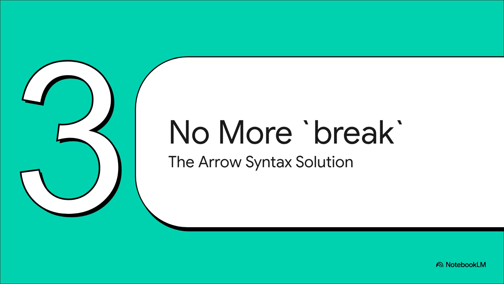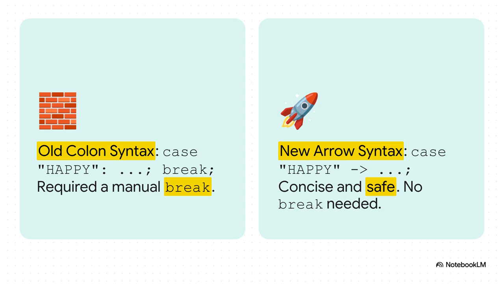It's time to say goodbye to the break statement and hello to the new arrow syntax. Just look at this. On the left, the old way. You've got your colon, then your code, and then that mandatory break. On the right, that colon is just replaced with a little arrow, and that's it. The code on the right of the arrow runs, and then the switch automatically ends. No break, no fall through, no bugs.